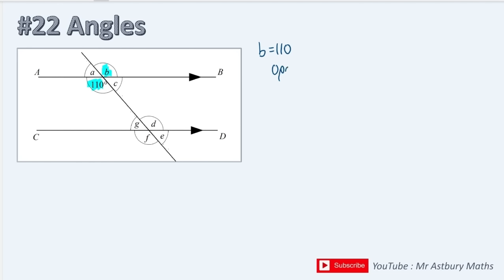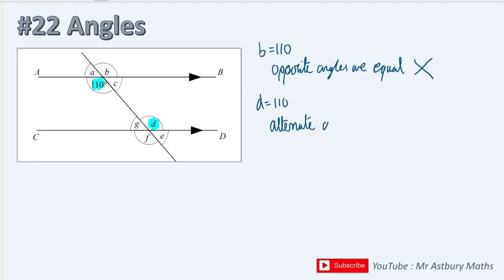So we can say the opposite angles are equal. You can also remember this because they kind of form an X. Okay, next one, we have that 110 is the same as D down here, and that's because D is equal to 110, and that's because alternate angles are equal.